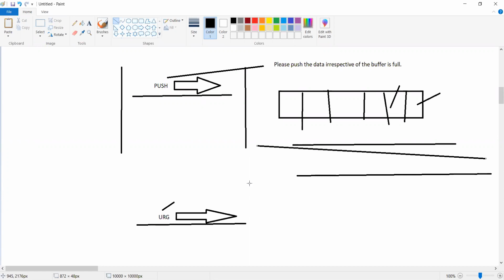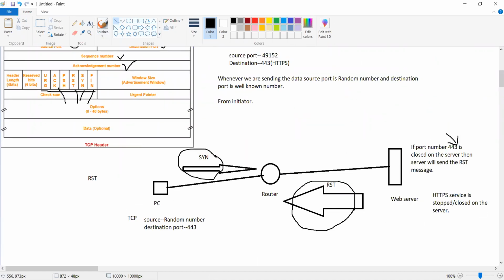There has to be a marker on the data, right? From where to where the data is urgent, correct? Or else how would the device get to know? The sender should mark something, right? From here to here, the data is urgent. So to indicate that, the urgent pointer comes into the picture. From where to where the data is urgent, it will mark that. Only that data is processed immediately. Rest of the other data will wait for the buffer to be full. Only then will it be processed.